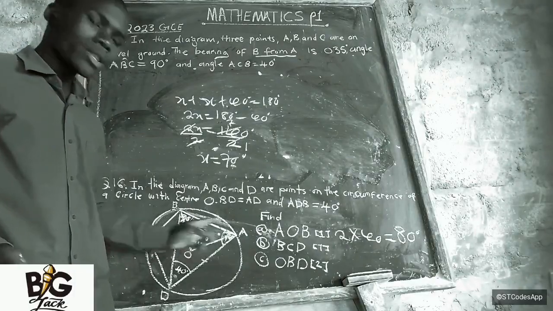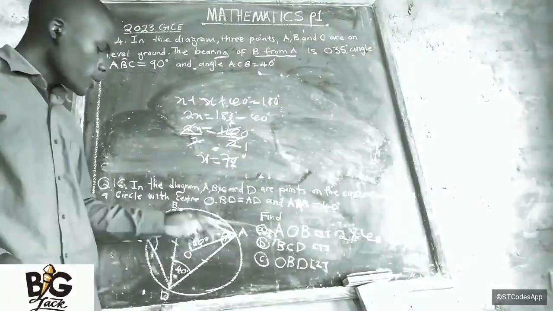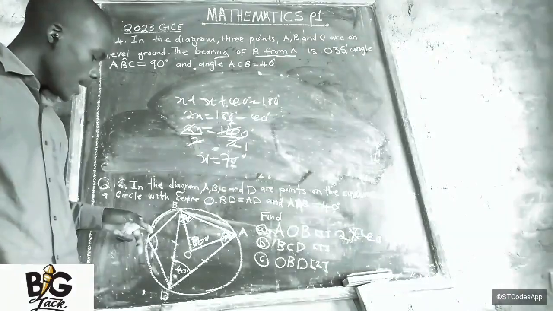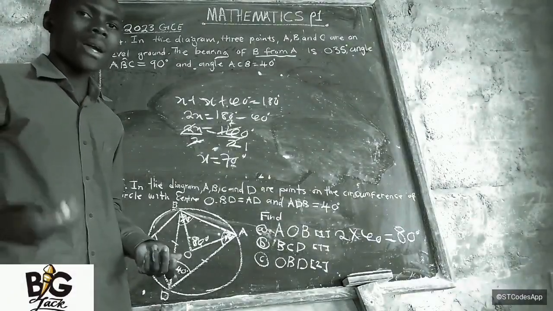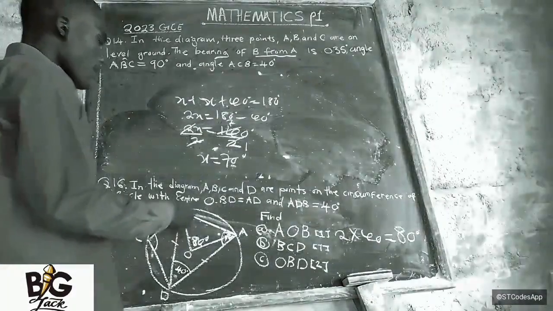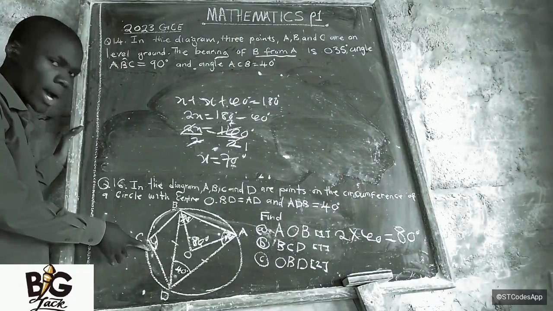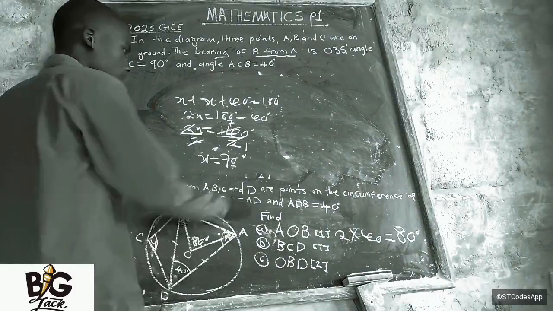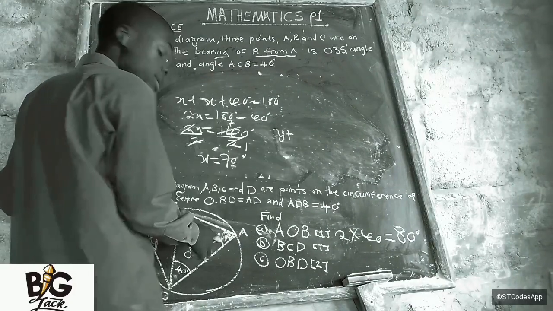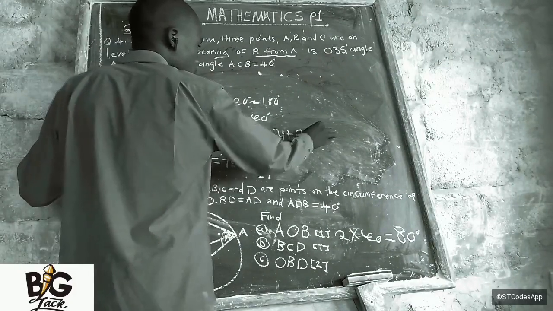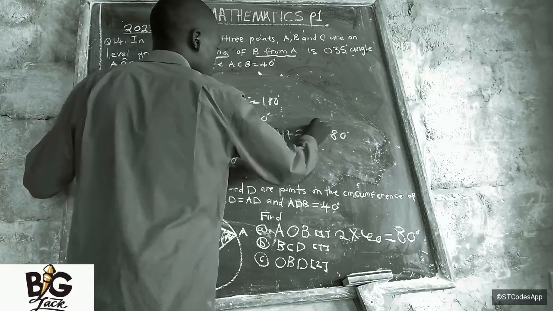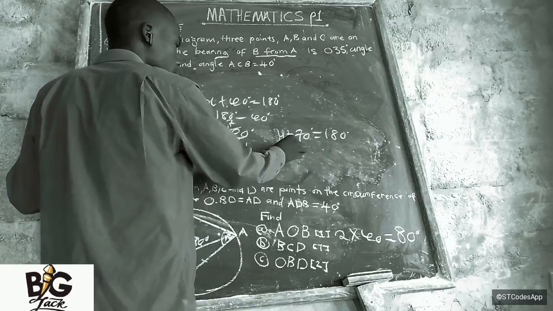Now this angle here is opposite to this one here. So for me to find this angle here, I need to say this one plus this one, I'm going to get 180. In this case, let me choose the variable here. Let me use y. So I'm going to say y plus this 70 degrees, I'm going to get 180 degrees.